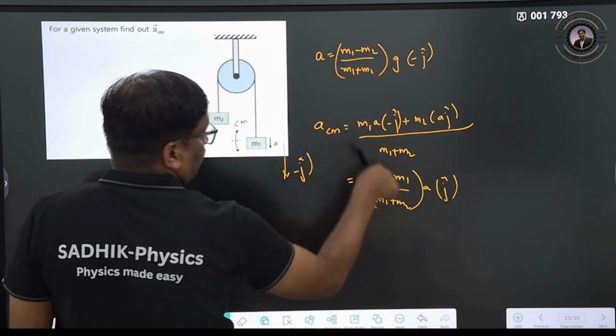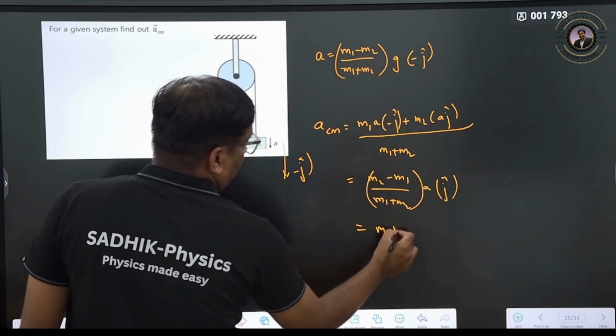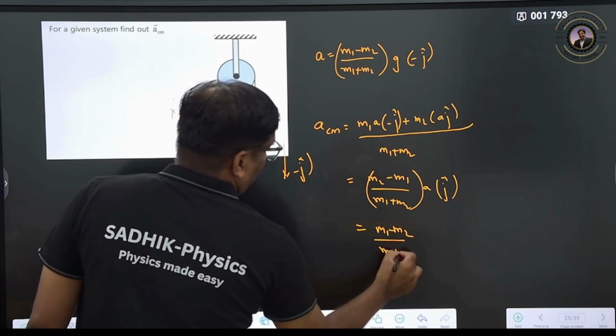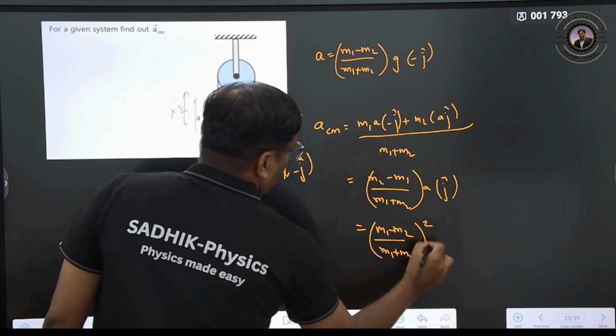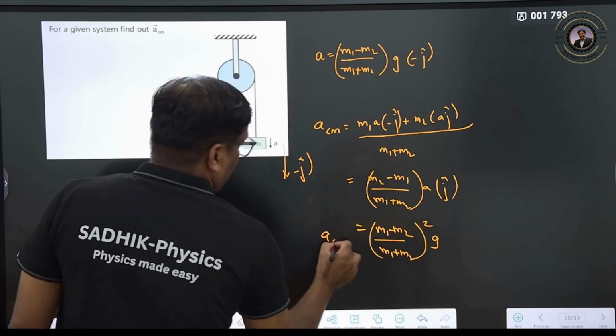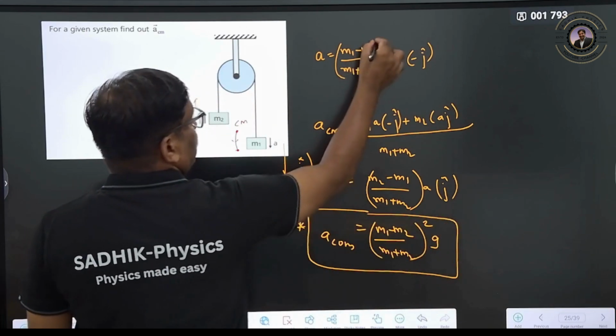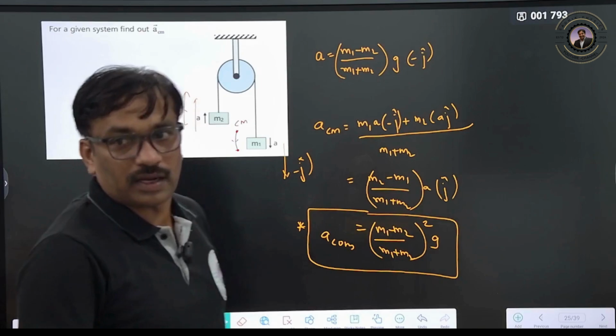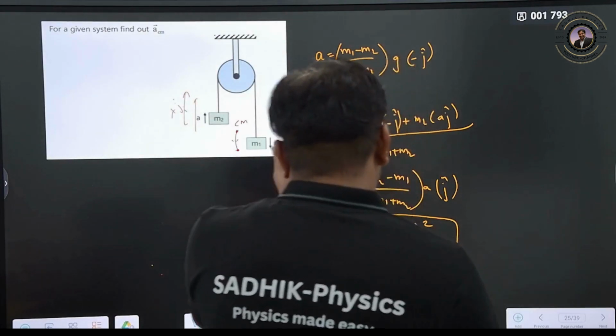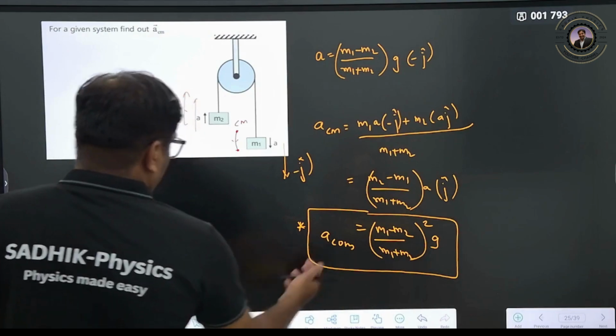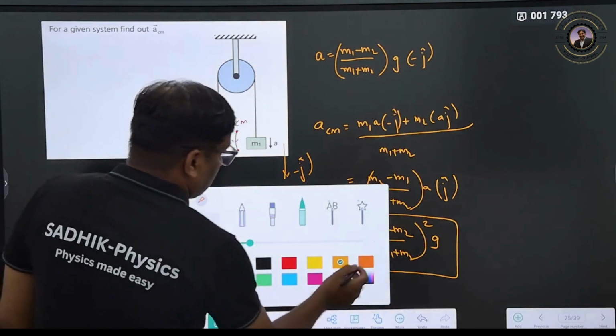So a you can substitute, and you can get it as (m1 minus m2) by (m1 plus m2) whole square into g. This is the acceleration of your center of mass. For this one you can keep the square, that's all, and you can get your answer. Clear?